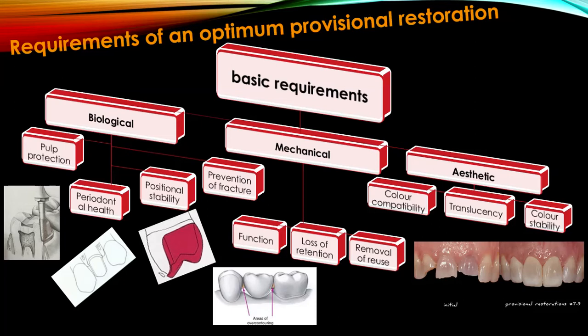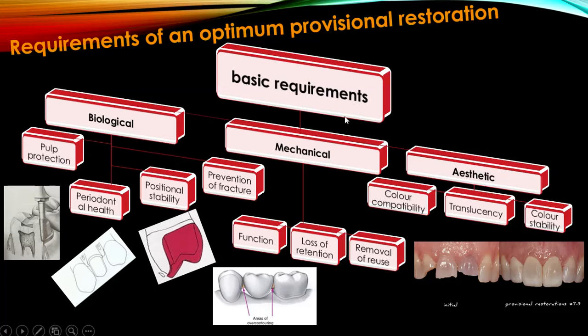Biological, what we mean by biological is anything related to the pulp and periodontal tissue. You should preserve this tissue during this time until the definitive restoration is complete. So you have to protect the pulp from any stimuli, whether chemical or thermal stimuli. You preserve the periodontal health. Also, you preserve the position of the tooth, that is positional stability, and prevention of any fracture.